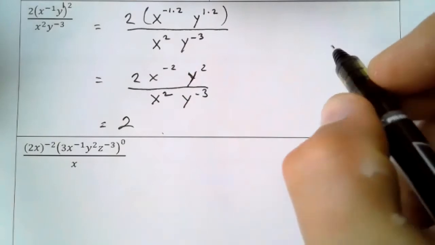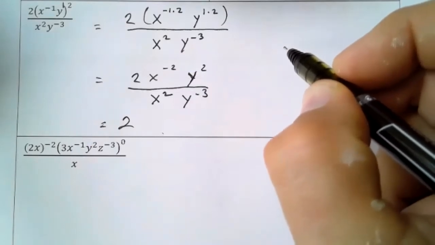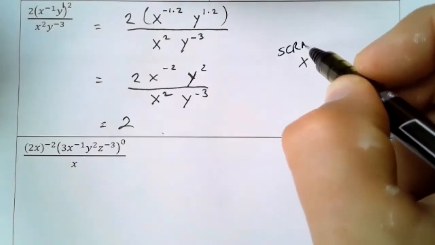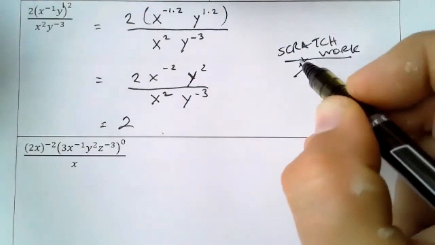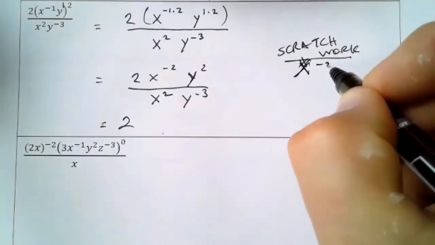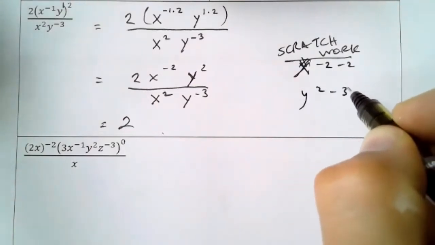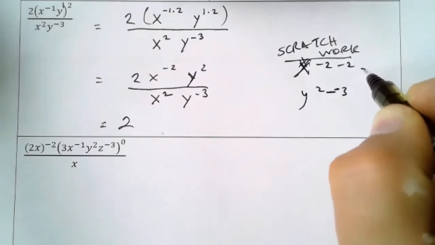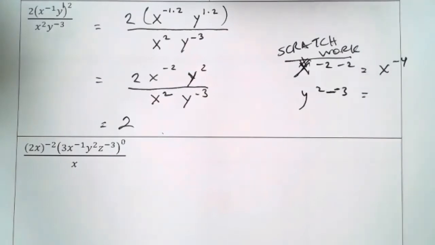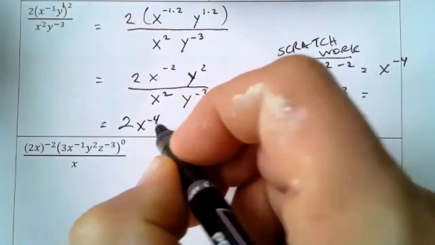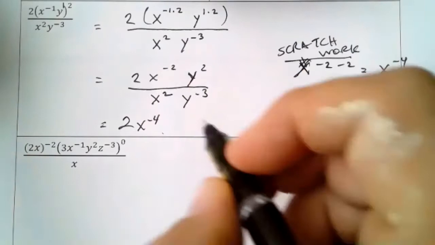And so let's see what we get. Over to the left, I'm doing some scratch work. Okay, so I'm going to do some scratch work over here. So we've got x to the negative 2 minus 2, and then we've got y to the 2 minus, I'm sorry, minus negative 3. So let's work both of these out. So what's x to the negative 2 minus 2? Well, that's x to the negative 4. Okay, and then y to the 2 minus negative 3, that's y to the 5.